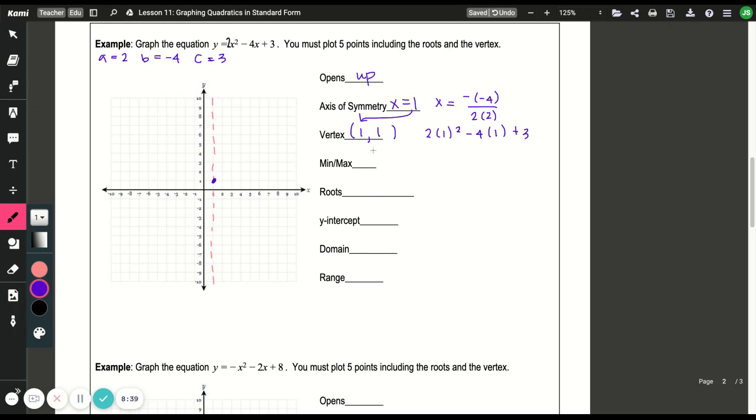Ignore the part that says 5 roots. This graph opens up, right? So it has a minimum. The minimum is right here. The lowest the graph goes is 1.